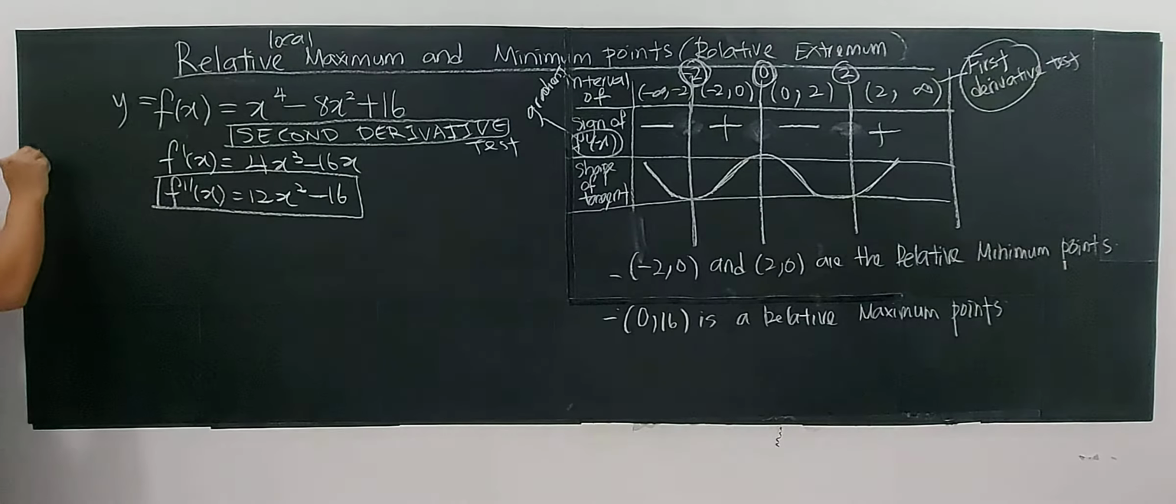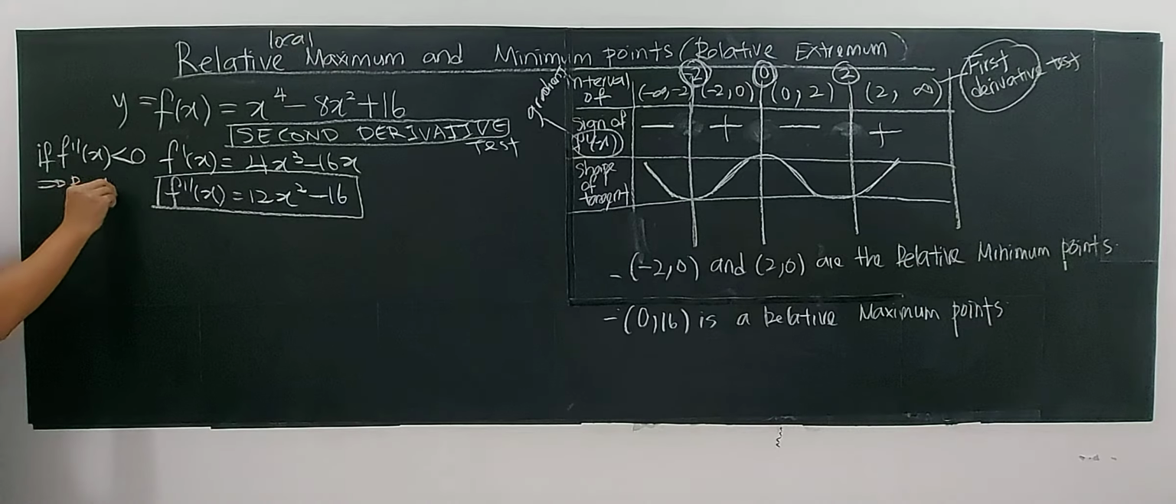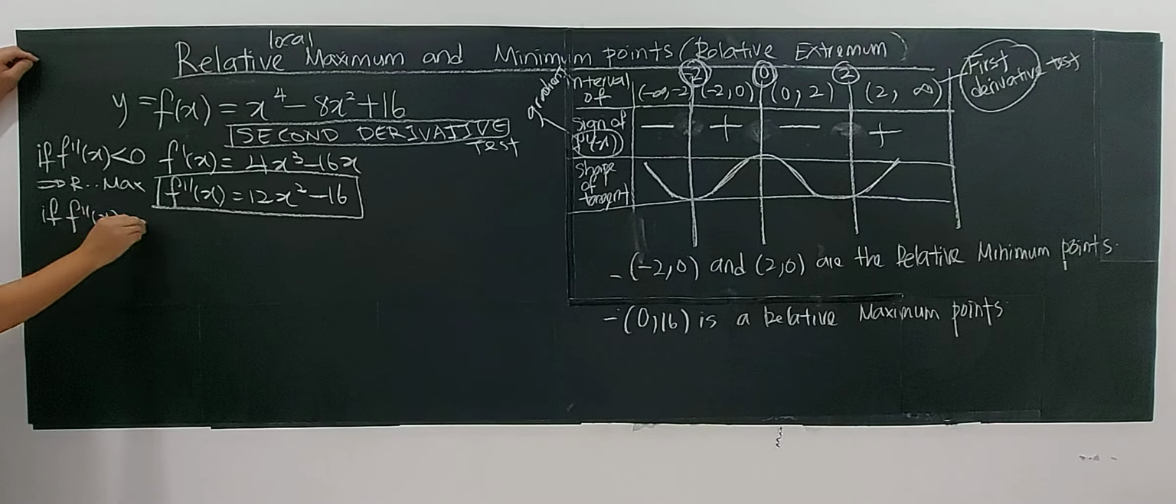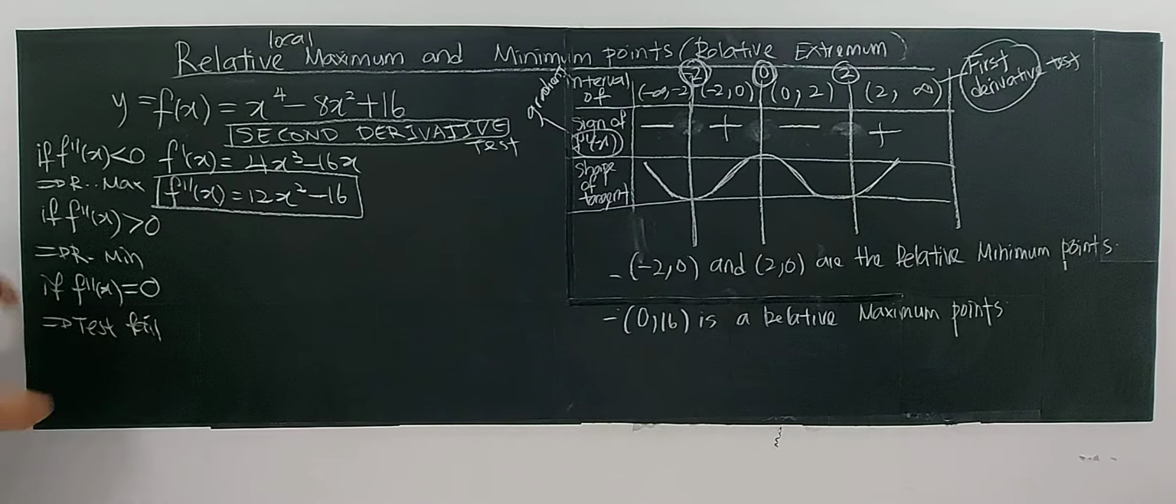So if the sign of f double prime, or d2y dx2, is less than 0, this shows a relative maximum point. If the sign of f double prime x is positive, then we say that is a relative minimum point. If it doesn't show positive or negative but shows 0, neutral, this means that the test has failed, because you cannot identify whether it is a maximum or minimum.